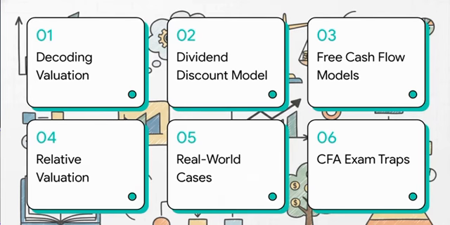All right, as an analyst sitting for this beast of an exam, you need a highly organized review. So here's our roadmap. We're going to decode equity valuation, break down the dividend discount model, and then look at free cash flow models and relative valuation multiples. After that, we'll hit some real-world case studies and wrap it all up with those sneaky CFA exam traps.